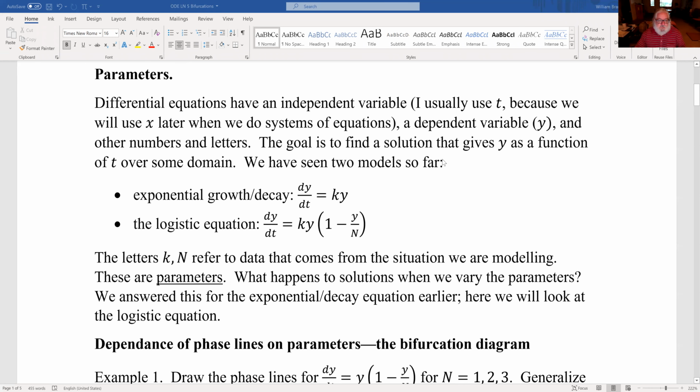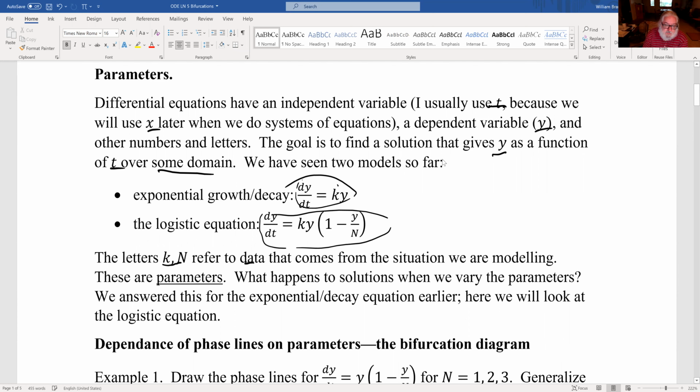So differential equations have an independent variable, which is usually t, and we use x later on when we use systems of equations, and a dependent variable y, and other numbers and letters. And the goal is to find a solution that gives y as a function of t over some domain. So exponential growth and decay, dy/dt equals ky, and the logistic equation, dy/dt equals ky times (1 minus y over N). k and N are data that come from the situation you're modeling.